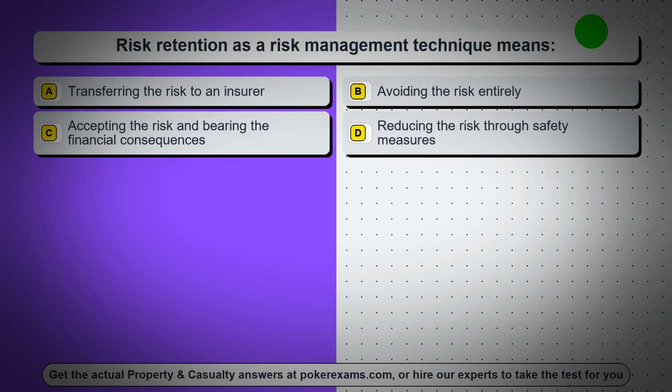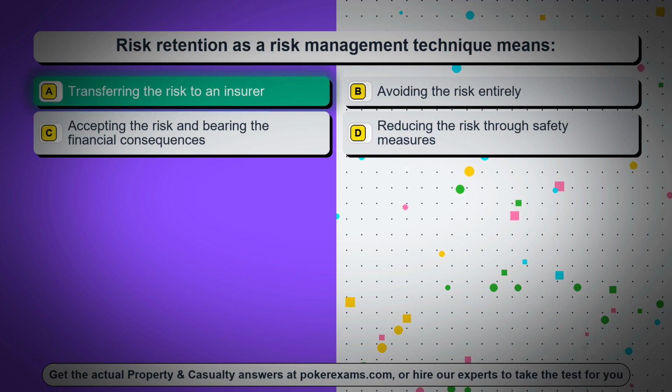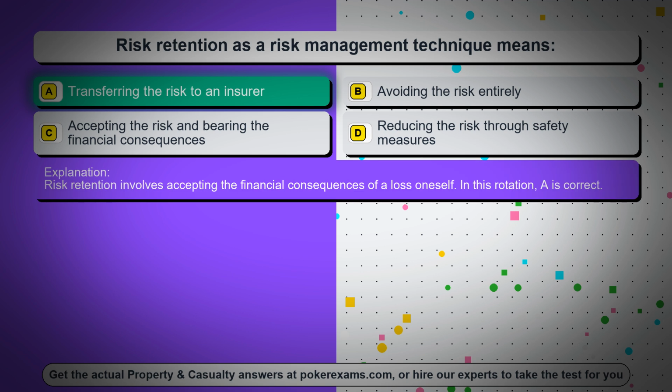Question 28. Risk retention as a risk management technique means: Option A, transferring the risk to an insurer. Option B, avoiding the risk entirely. Option C, accepting the risk and bearing the financial consequences. Option D, reducing the risk through safety measures. The correct answer is option A, transferring the risk to an insurer. Risk retention involves accepting the financial consequences of a loss oneself. In this rotation, A is correct.